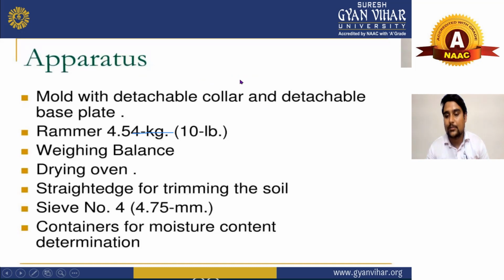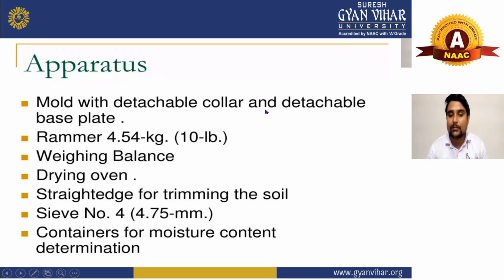Now we will see what kind of apparatus we are going to use for this test. We have to use the mold with the detachable collar and detachable base plate. The rammer is here, and the weight of the rammer is 4.54 kg, which is equal to 10 lb. The third is a weighing balance, on which you weigh your soil sample.